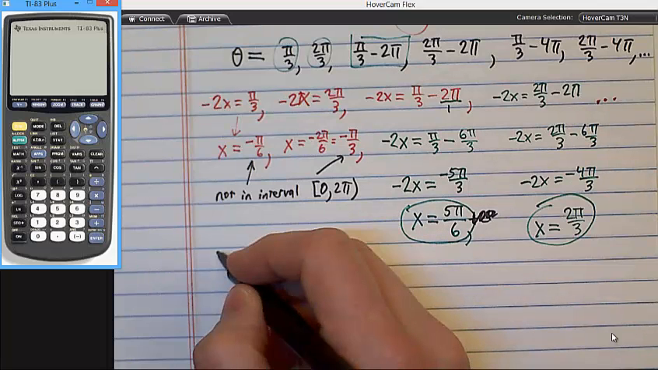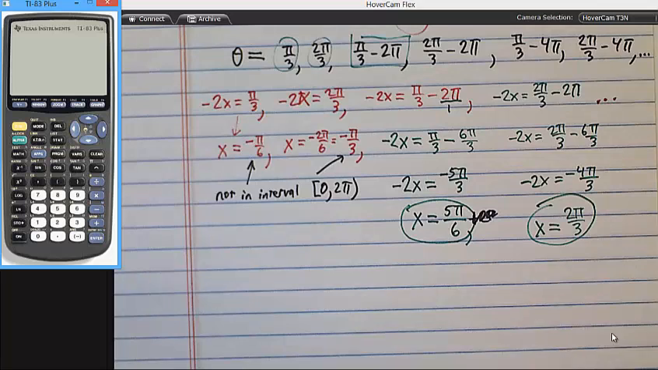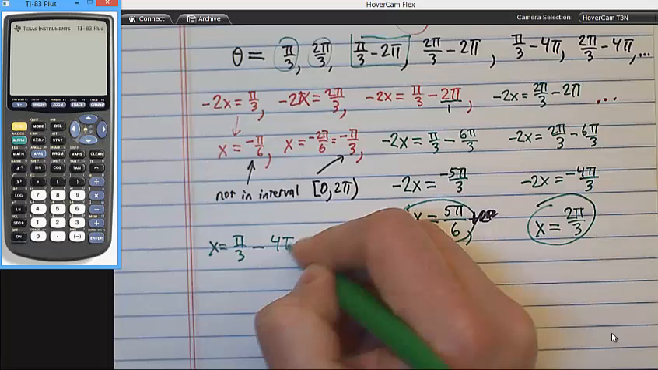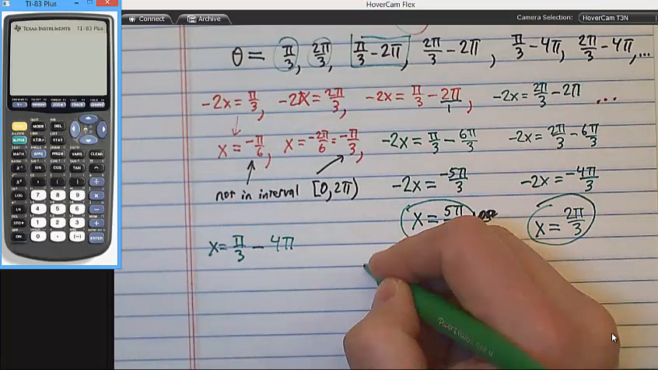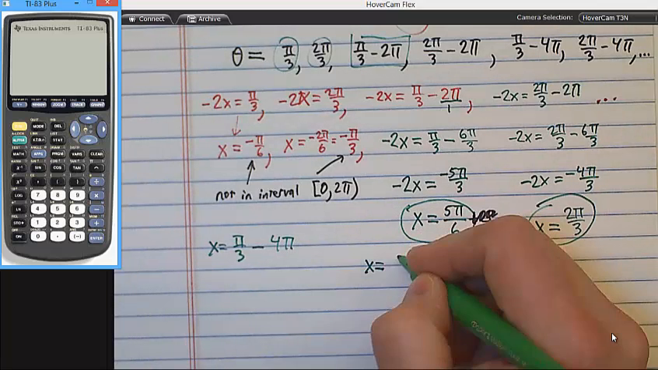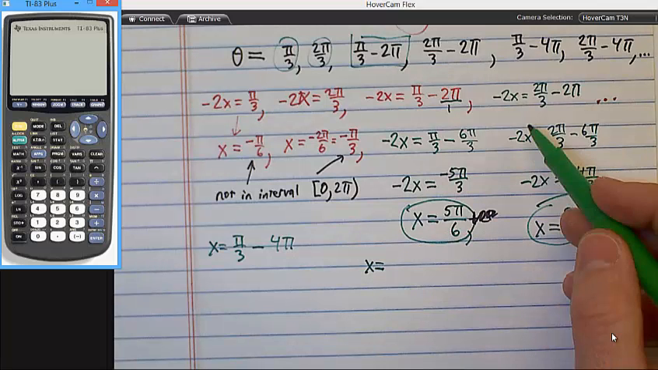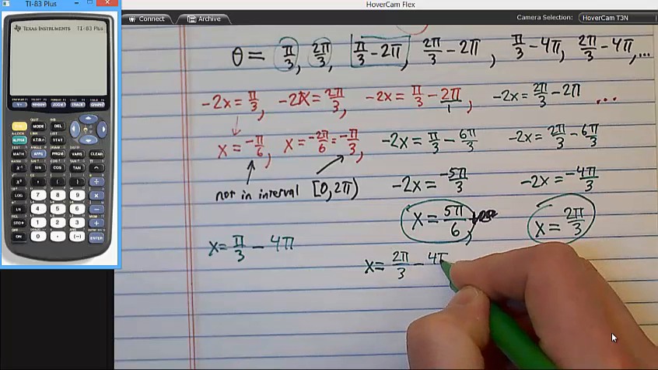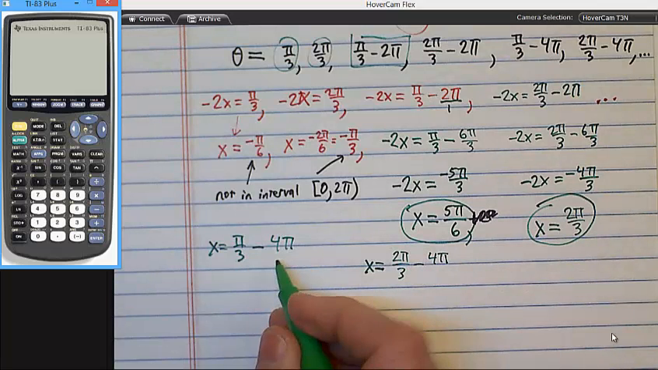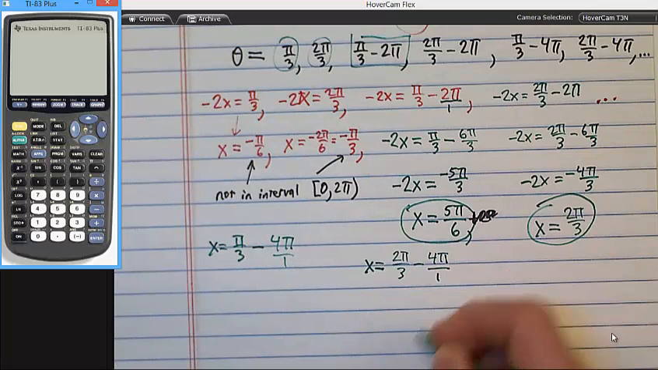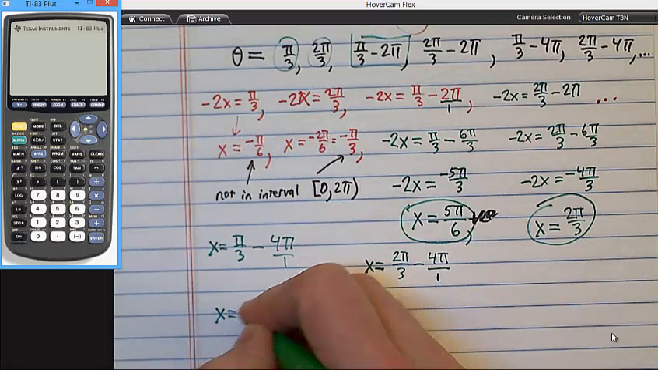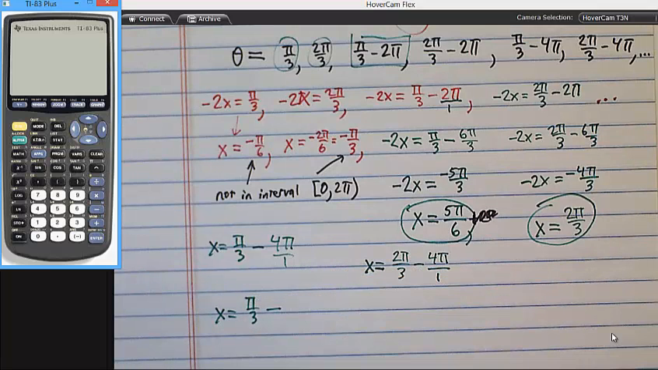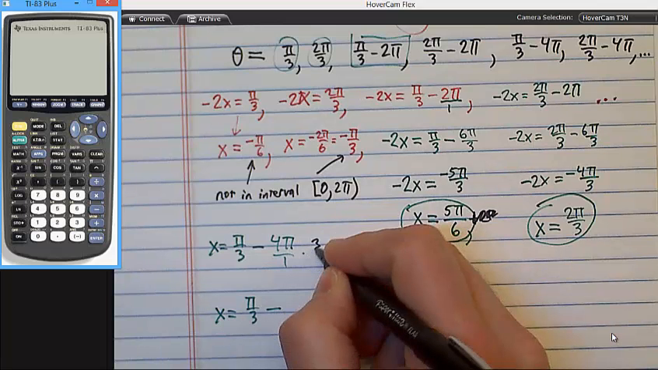So now I'm going to do x equals pi over 3 minus 4 pi, okay? And I'm going to do x equals, what would the other one be? 2 pi over 3 minus 4 pi. But again, we can't really subtract them this way. How are we going to write them? We have pi over 3 minus, this would be, how many pi over 3's would it be? Sure, because you're going to multiply by 3 over 3.